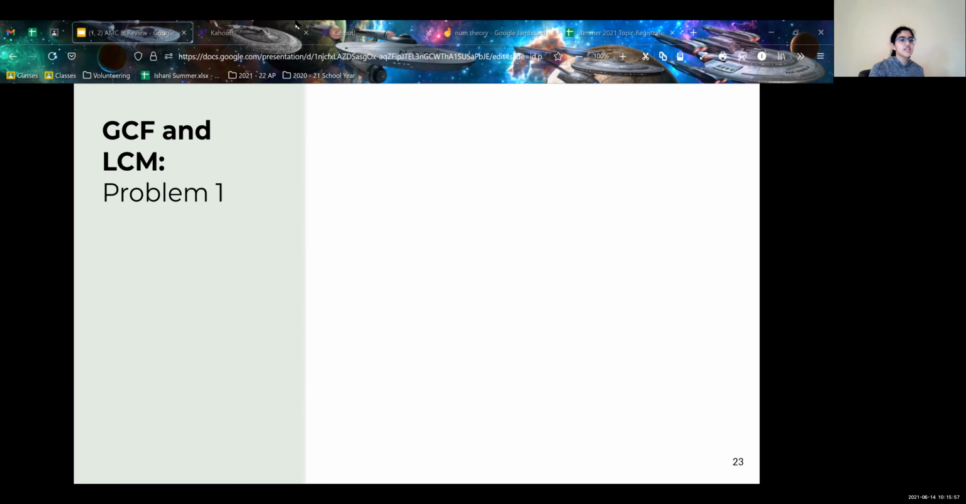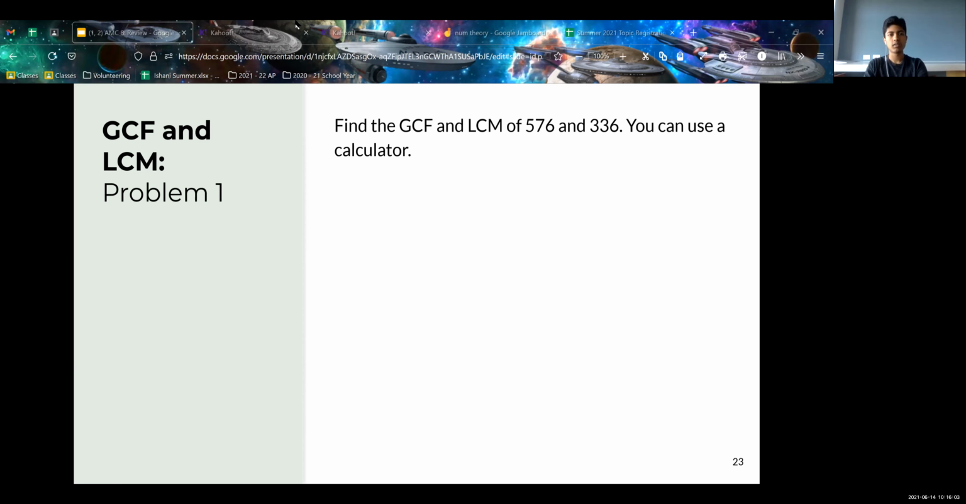Okay, so we will be moving on to problems. Again, the best way to get better is to do practice. Find the GCF and LCM of 576 and 336, and you can use a calculator for right now. As you do more and more, you should try to cut down on calculator usage. You'll have 2 minutes to solve this, and if you have any questions while solving it, feel free to unmute and ask.